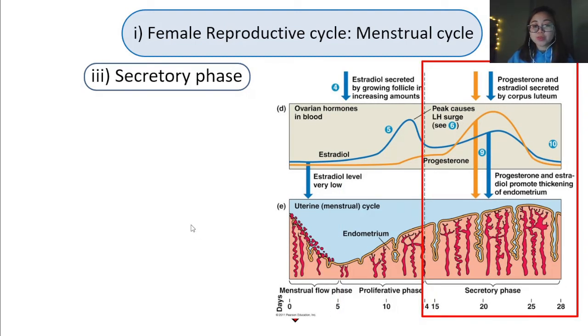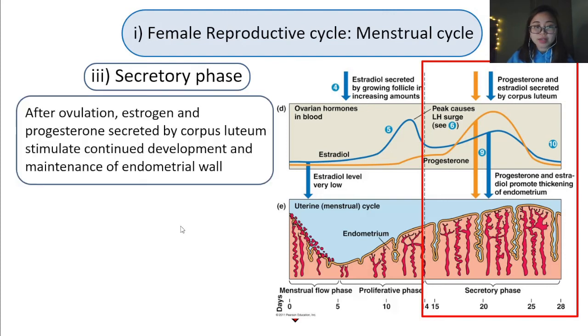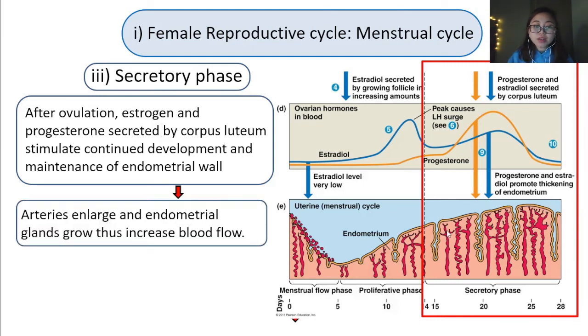And then we go into the third phase of the menstrual cycle. After ovulation, the estrogen and the progesterone secreted by the corpus luteum will stimulate continued development and maintenance of endometrial wall. Okay, selepas ovulation, semakin banyak, semakin tinggi kandungan progesterone dengan estrogen, jadi dia akan menyebabkan dinding endometrium terus dijaga dan semakin menebal. The arteries will enlarge and endometrial glands will grow, thus it will increase blood flow.